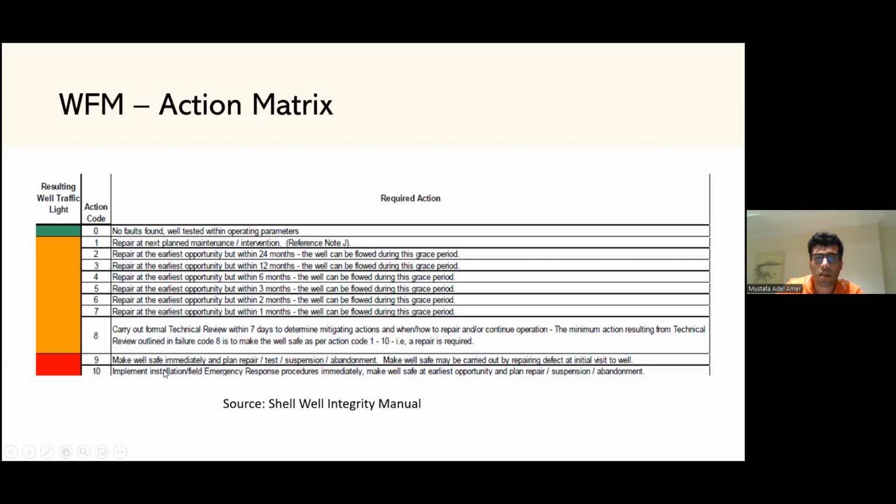10, emergency response. You have severe failures. And 9, make the well safe immediately and repair immediately. You need to move your rigs.